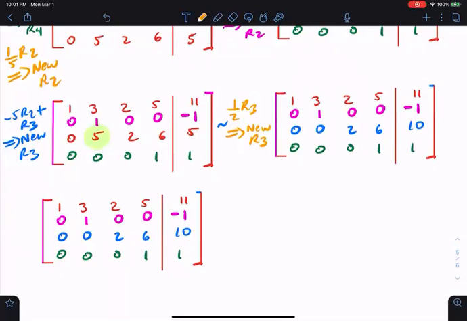Okay, so now what we need to do is get rid of row 3 because that's the one that is changing. So we need to multiply that row 3 by 1/2. 1/2 times 0 is 0. 1/2 times 0 is 0. 1/2 times 2 is 1. 1/2 times 6 is 3. 1/2 times 10 is 5.